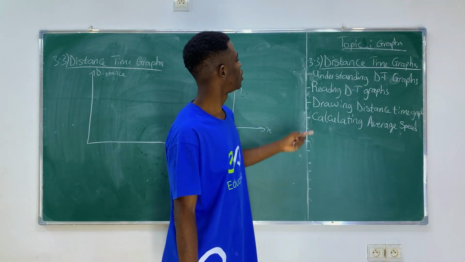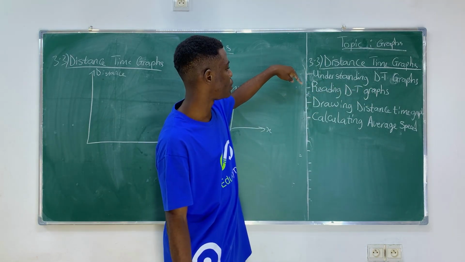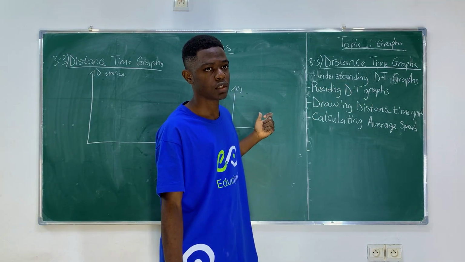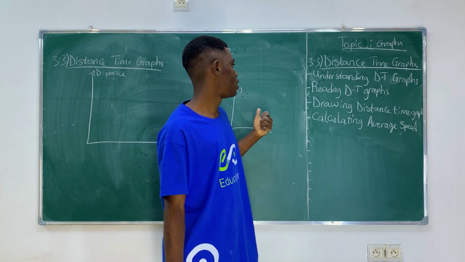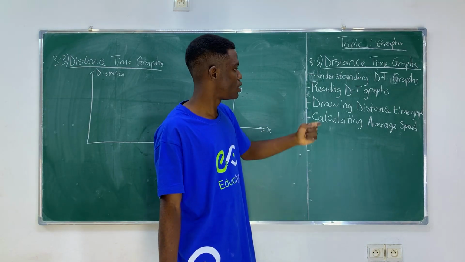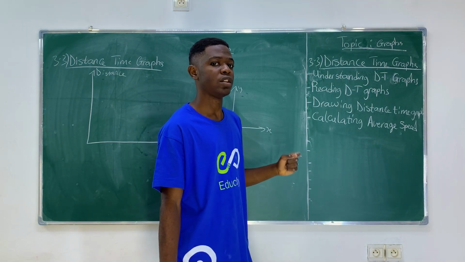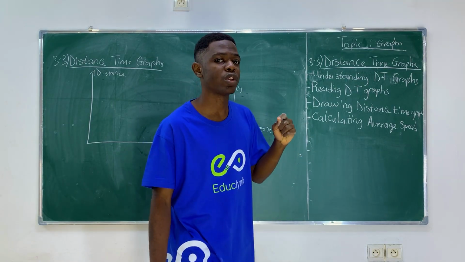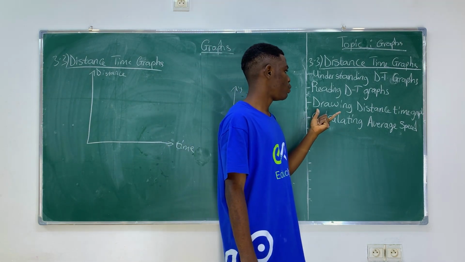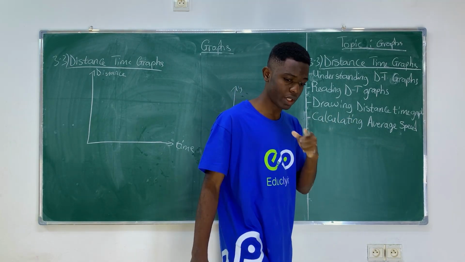By the way, we are going to understand distance time graphs. Then we are going to be able to read a distance time graph, just like we were reading the points on the Cartesian plane. We were able to read it. Same way we are going to read this, but it's not exactly the same way. There are different methods, different ways of reading. Then we will be able to draw a distance time graph. You'll be able to draw it by yourself.